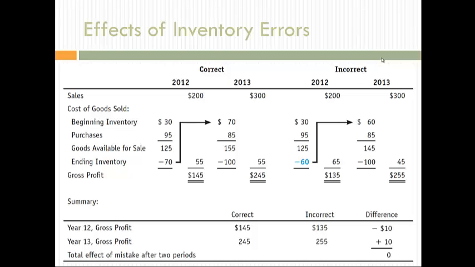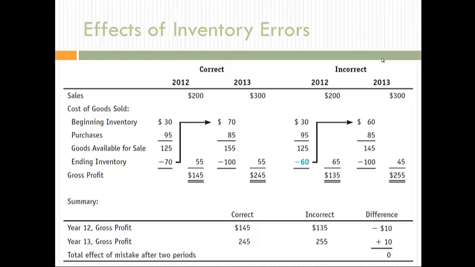At the end of 2012, ending inventory was calculated as $70. That's on the very first column on the left side. We use that number as the beginning inventory in 2013. You see how the arrow moves from the ending inventory of 2012 to the beginning inventory of 2013. So our profit is $145 in 2012 and $245 in 2013.